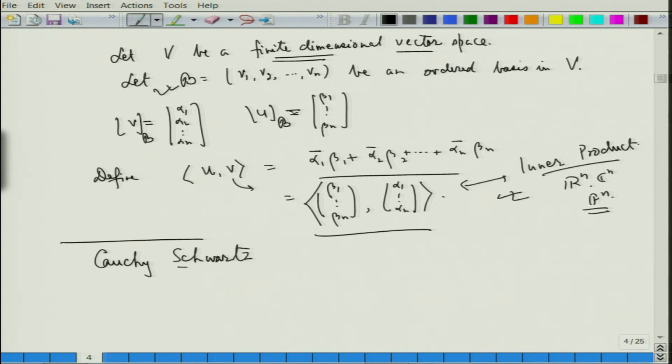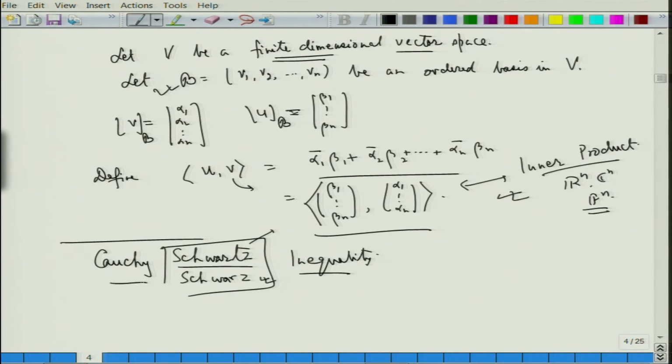So many books will write it like this. Many books will use just Schwarz, like this. So whatever you want to follow, you follow. I follow this Cauchy-Schwarz inequality. All right. So you follow whatever you like. I also can follow this or this, depending on choice, mood. Fine, because I always forget things. So this is a very important inequality.